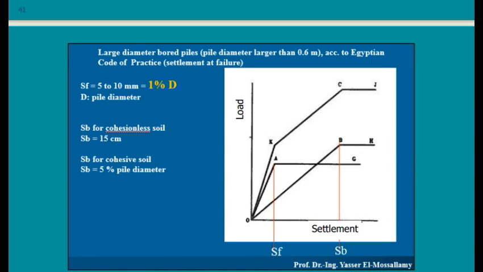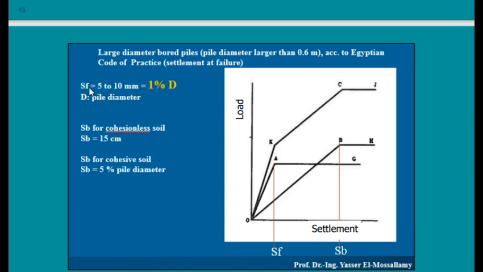So the code stated that to get this point A, or to get this point B, I will need 2 coordinates for each. For A, I will need this point and another point here, and for B, I need this point and another point here. Let's get first the values corresponding to the settlement for both. So I need here SF, which is the settlement corresponding to the frictional failure, and here SB, the settlement corresponding to the failure of the end bearing.